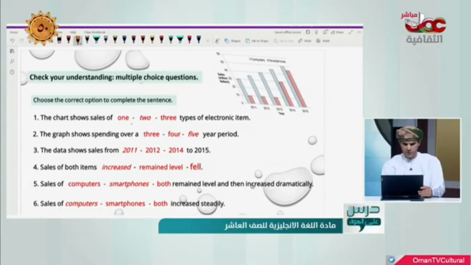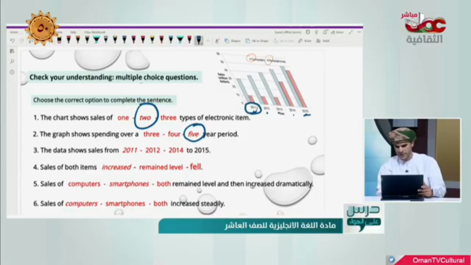The chart shows one or two or three types of electronic items. So we have computers and we have what? Smartphones. So how many? Excellent, two. Okay, the graph shows spending over 3 or 4 or 5 years. 1 year, 2, 3, 4, 5. Excellent, Muhammad, 5 years. The sales from 2011 till 2015. So the start, which is what? Well done, Ahmed. 2011.